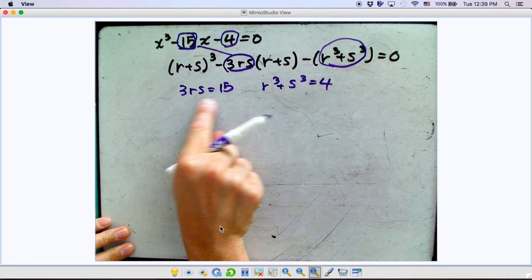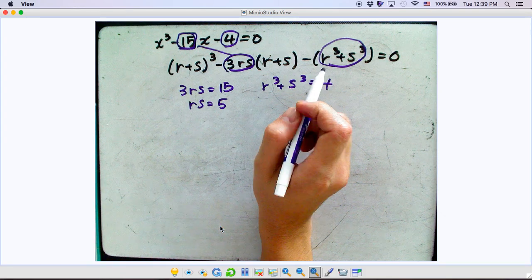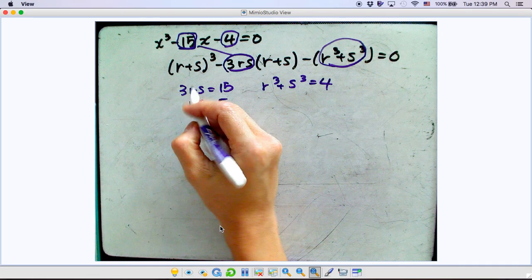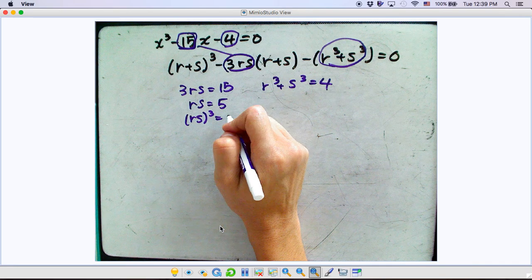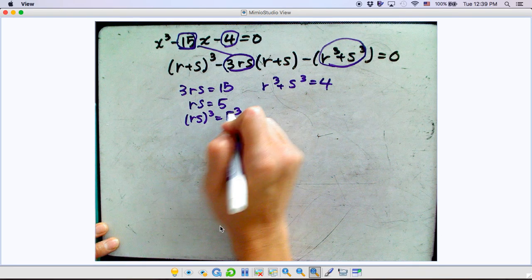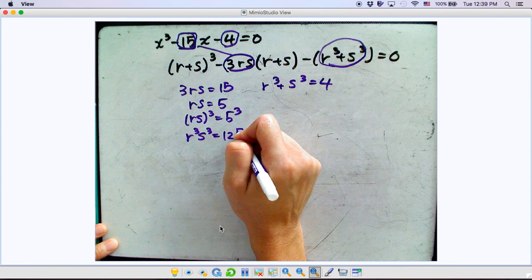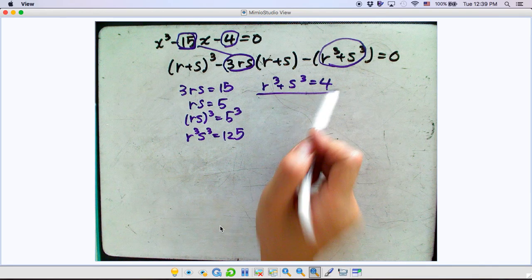From this simple equation, we know that r times s equals 5. And if you cube this, then we have (rs) to the third power equals 5 to the third, which is r cubed s cubed equals 125. Also, we know that if you add r cubed and s cubed, you get 4.